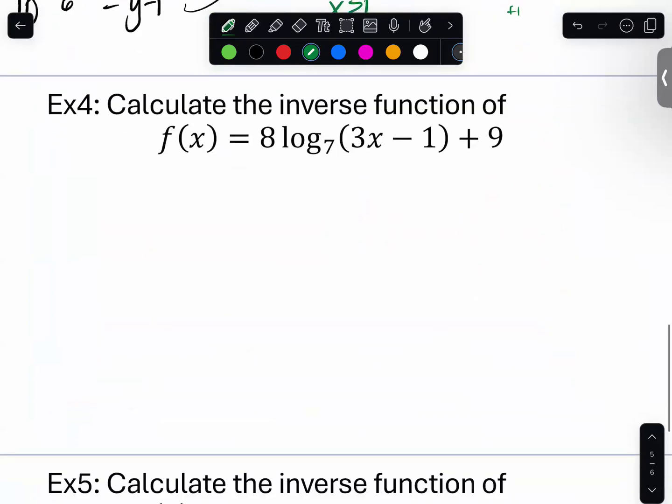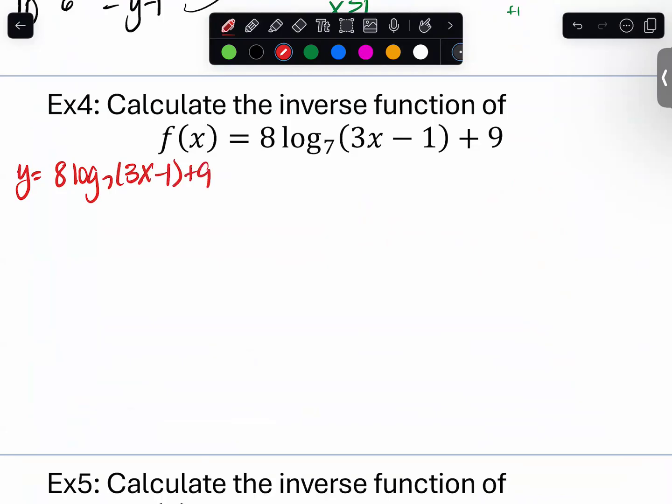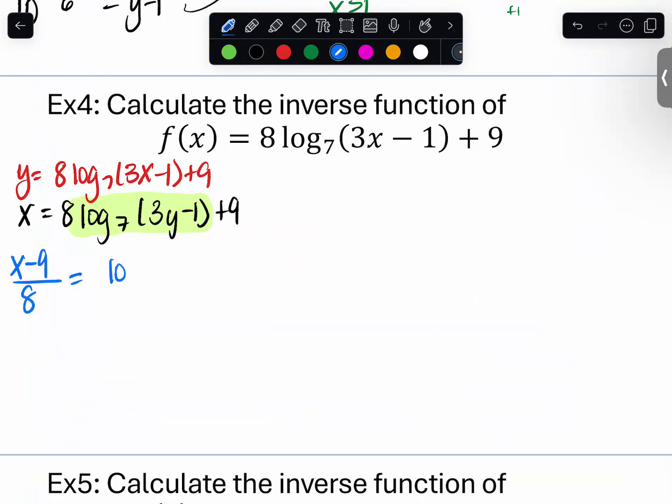Next, we're going to calculate the inverse function here. So I start by replacing f with y, and I copy down the rest of the function. Next, I swap the x and the y. And my goal is to solve for y. I'm first going to get rid of that plus 9 and that multiplying by 8, because my goal is to get a logarithm isolated before I continue. So I get x minus 9 over 8 is equal to log base 7 of 3y minus 1.